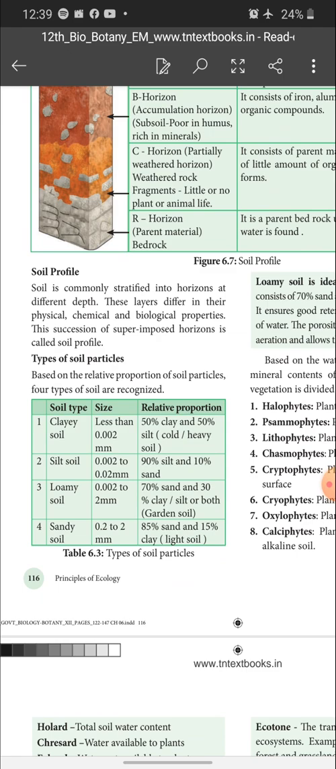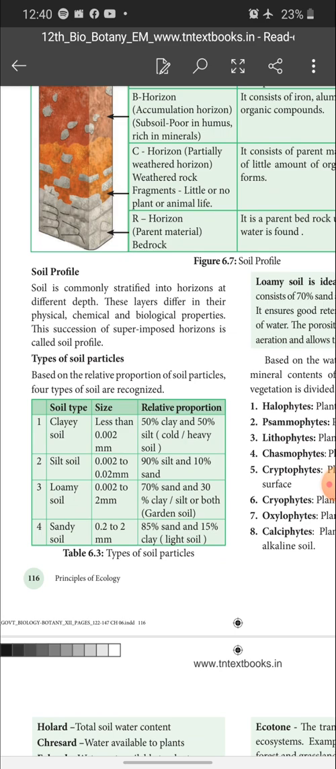Next, types of soil particles. Based on the relative proportion of soil particles, 4 types of soil are recognized: clayey soil, silt soil, loamy soil and sandy soil. Clayey soil: the size is less than 0.002 mm, and its proportions are 50% clay and 50% silt, a cold or heavy soil.